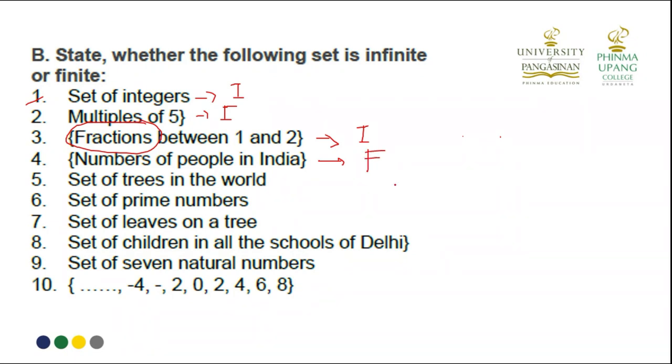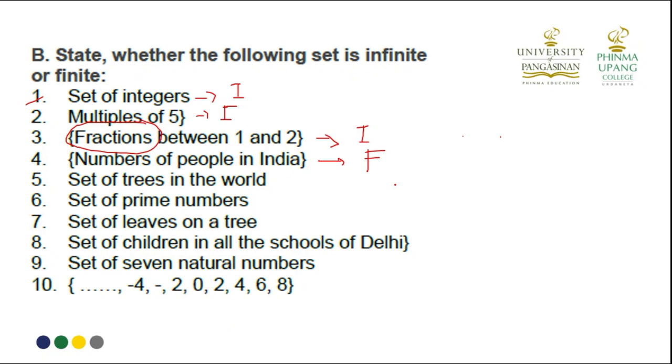Finite. Napakarami nga. Sir, kasi maraming tao, sir. Maraming tao, pero what? Eh, sa India, may number po siya, sir. Kung ilan yung tao doon? Bilang. Very good. Maraming tao, pero meron tayong tinatawag na census. Namomonitor nila kung ilan yung tao doon. So, that's why finite. Okay?